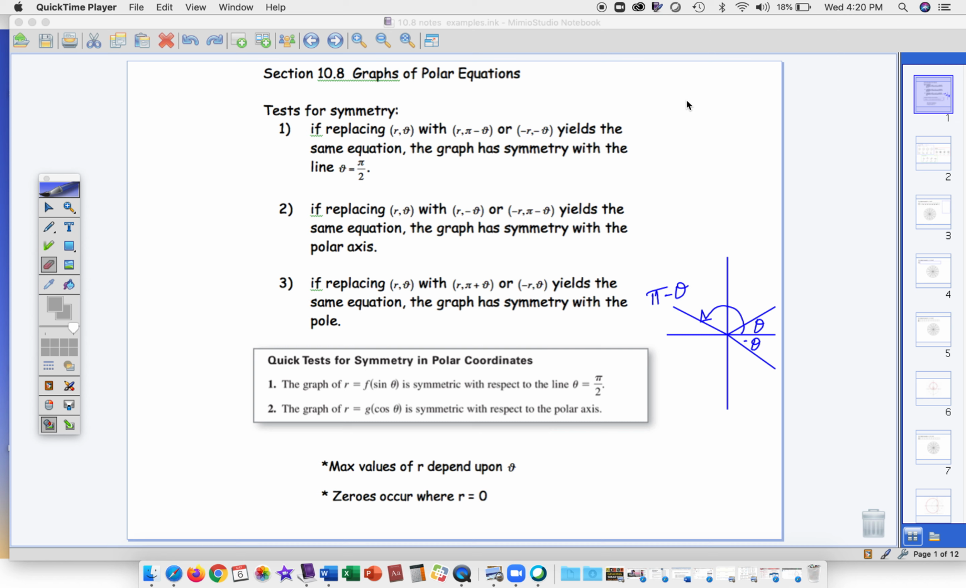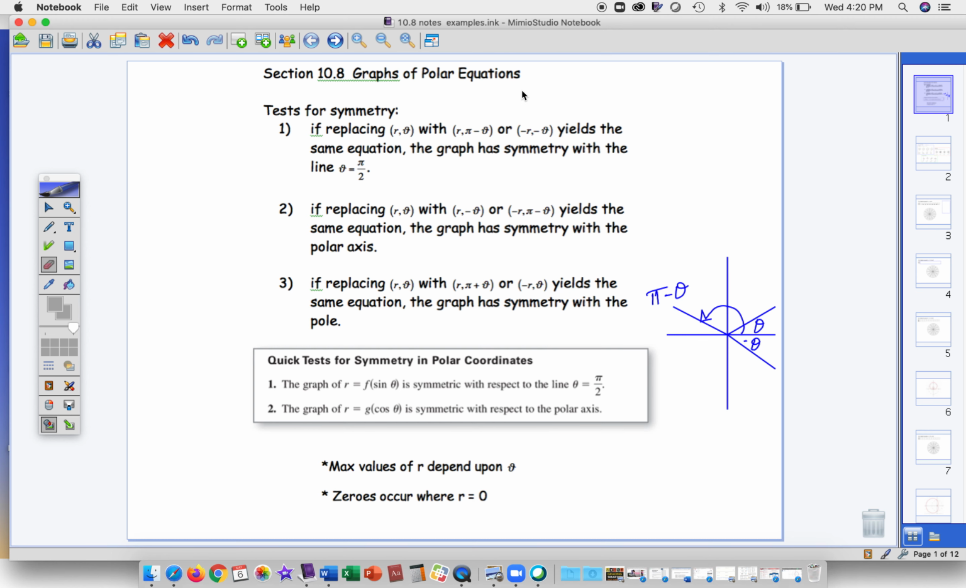Today we're going to cover section 10.8 on graphs of polar equations. In the previous section you learned how to convert coordinates and how to convert equations. Now you're going to learn how to plot the graphs of polar equations. Let's first talk about symmetry.